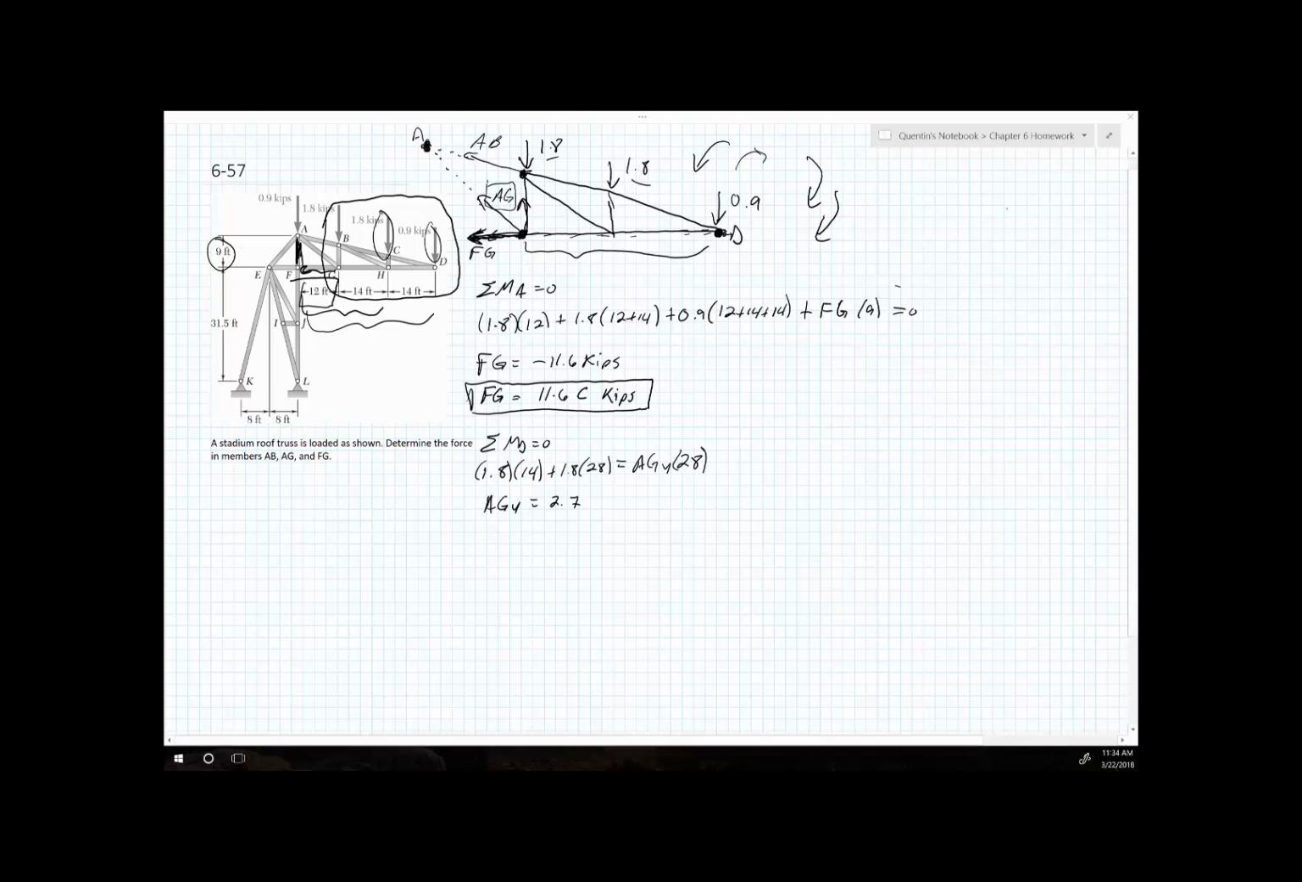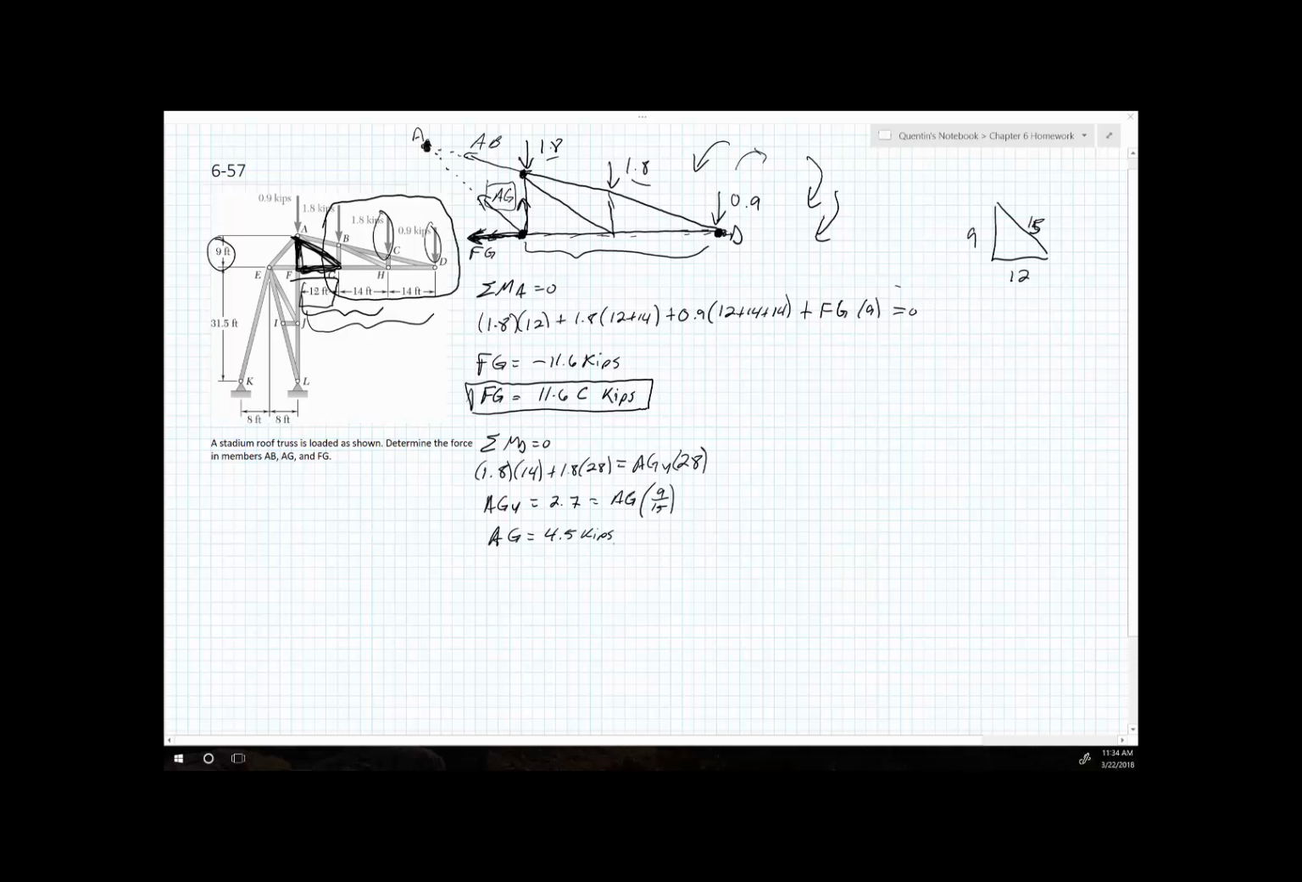And so I'm going to look at this triangle right here. Let's draw that over here. We have a triangle here. This is 9. This distance is 12. So this works out to be 15. So AG in the Y is equal to AG times 9/15. So therefore, AG is equal to 4.5 kips.